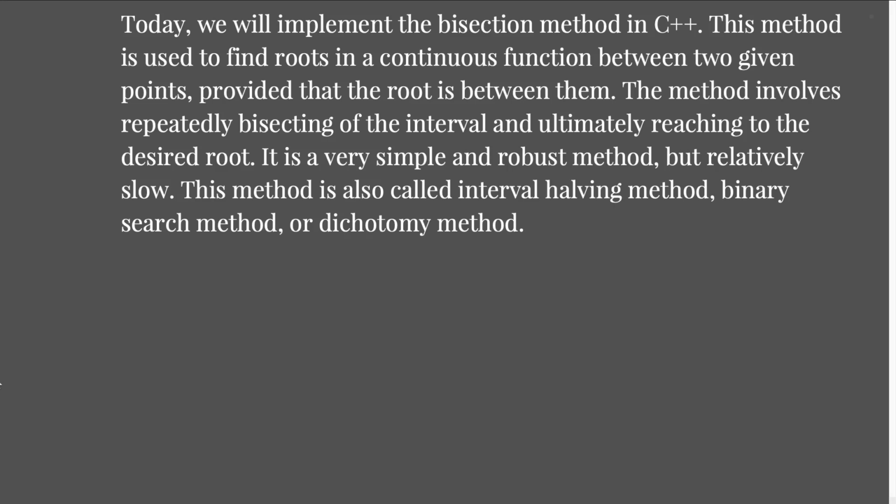The bisection method is used to find roots in a continuous function between two given points, provided that the root is between those 2 points. The method involves repeatedly bisecting the interval and ultimately reaching the desired root. It's a very simple and robust method, but it's relatively slow. This method is also called the interval halving method, binary search method, or the dichotomy method.